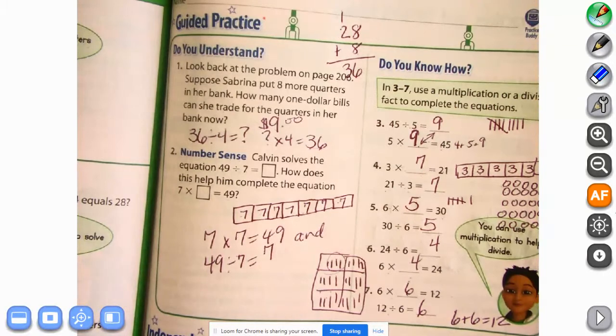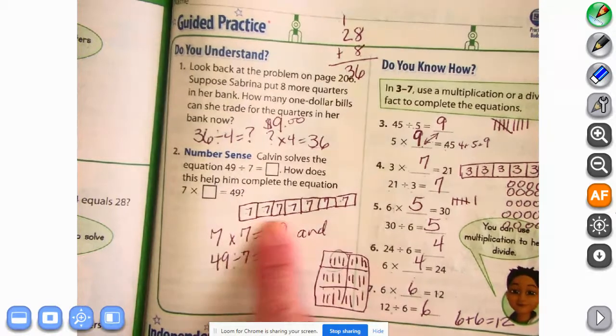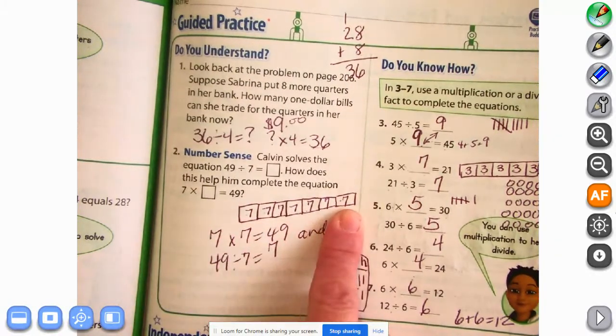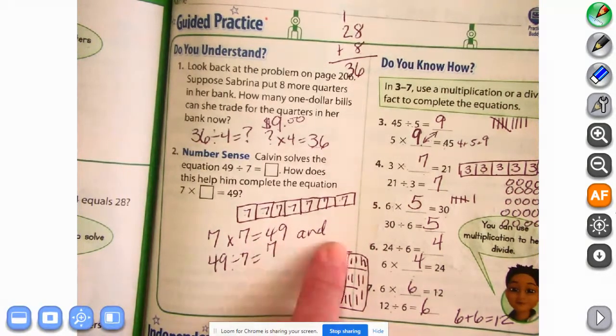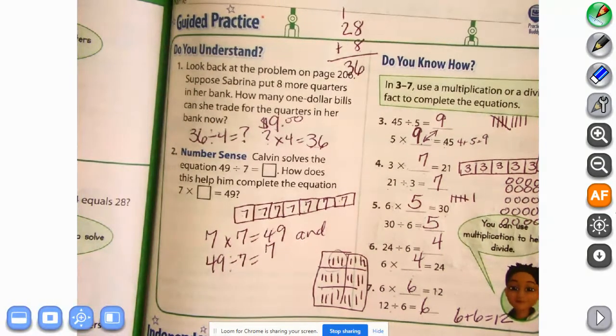On number 2, Calvin solves the equation 49 divided by 7 equals blank. How does this help him complete the equation 7 times blank equals 49? So we drew pictures of 7 things until we got up to 49 altogether, and there were 7 out of 7. So 7 times 7 equals 49, and 49 divided by 7 equals 7.